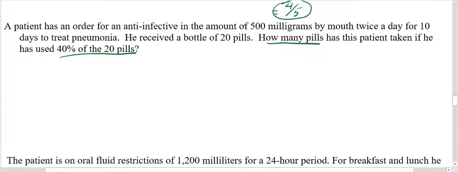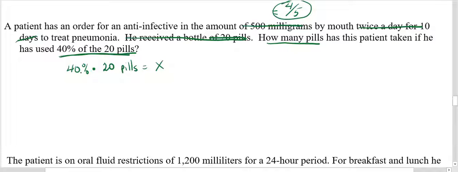Okay, I don't need the 500 milligrams. I don't need the twice a day for 10 days. This is all information you need as a nurse. I don't need to know that he received a bottle of 20 pills. All I need to know is how many he used if he used 40% of the 20 pills. So I'm just going to do the 40% times the 20 pills, and that's going to equal my number of pills.